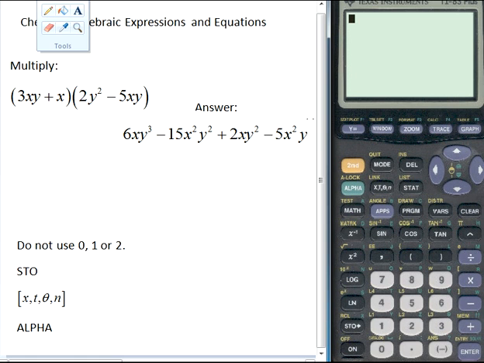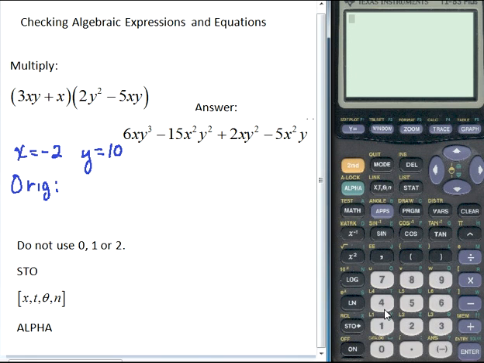All right, let's look at what we do. The first thing we want to do is assign a value to x. Let's use -2 this time. So x is going to be -2. You can pick anything you want, just don't pick 0, 1, or 2. And y will be 10. We want to look at what we get for the original, but let's first put those values into the calculator. So we'll put -2, and we're going to store that for x. And hit enter. Then we're going to put 10, and we're going to store that for y.